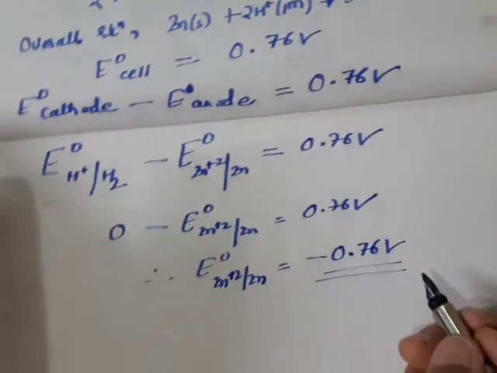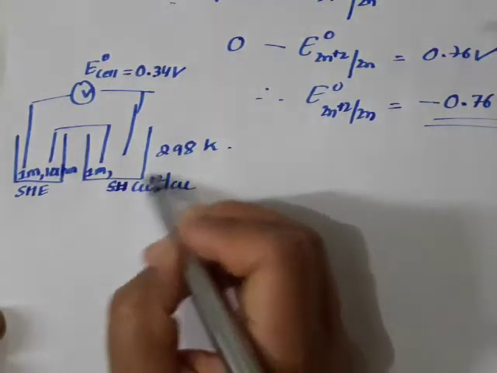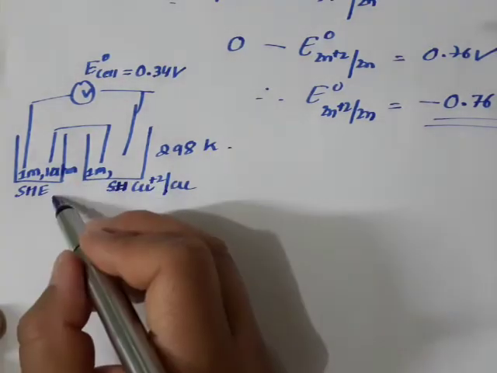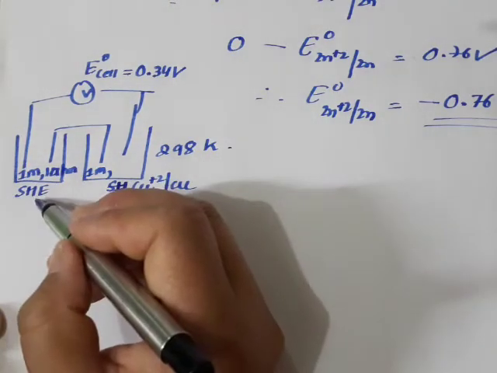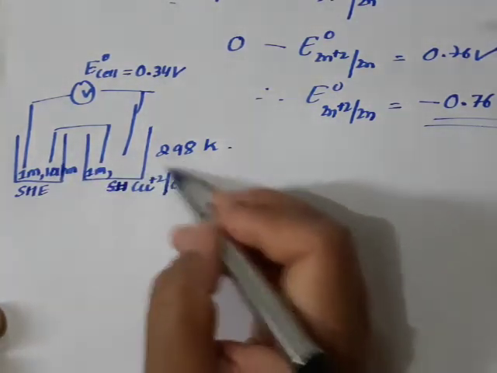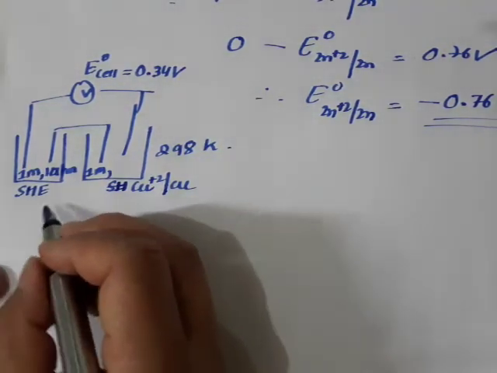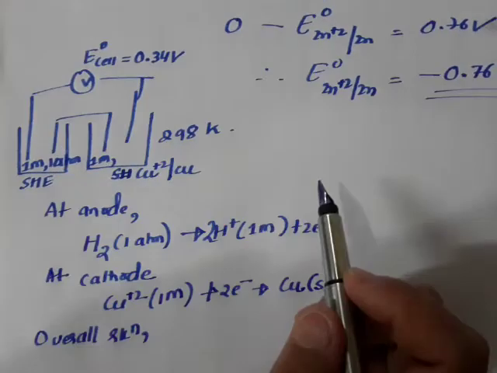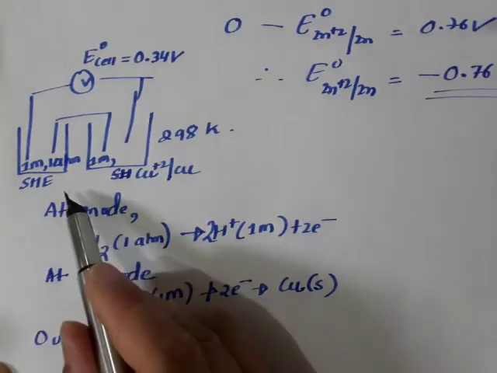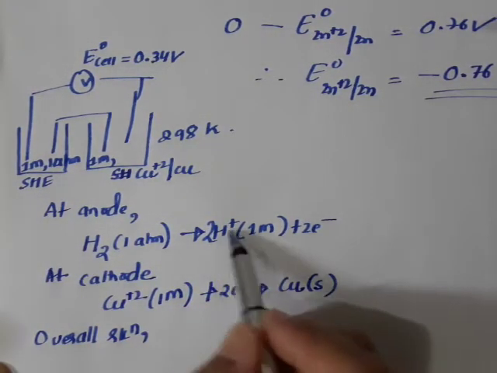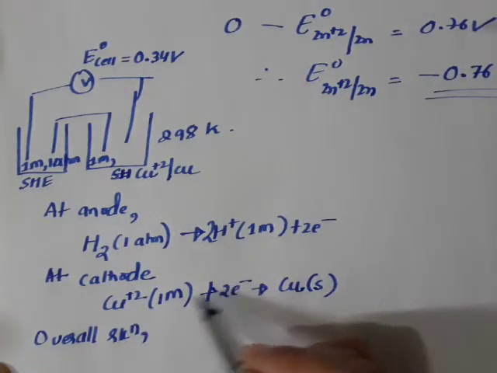Let's take one more example. Now let us calculate the standard electrode potential of copper. To do that, we need to couple it with SHE. When the two are coupled, in this case the standard hydrogen electrode acts as the anode, and your copper electrode acts as the cathode. Now, what is the reaction taking place at anode and cathode? At the anode, oxidation takes place. Here hydrogen converts to hydrogen ion after losing 2 electrons, and at the cathode reduction of copper ion to copper takes place.